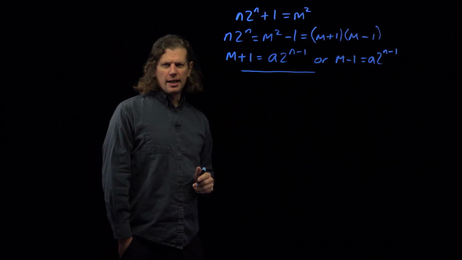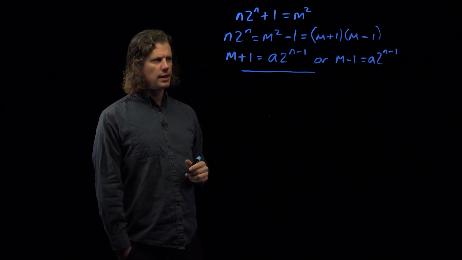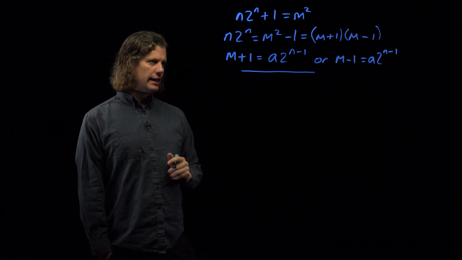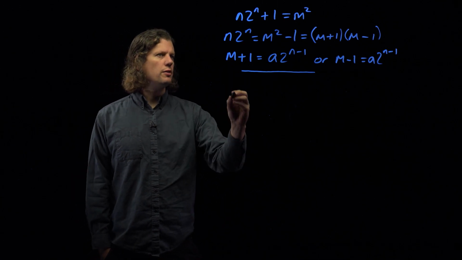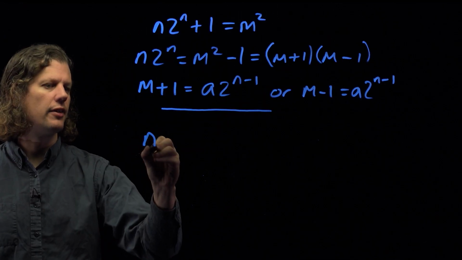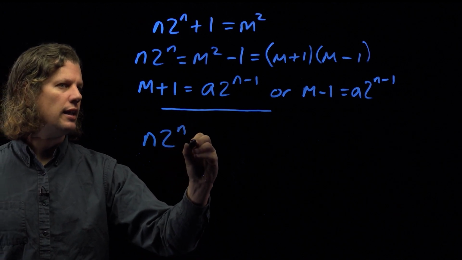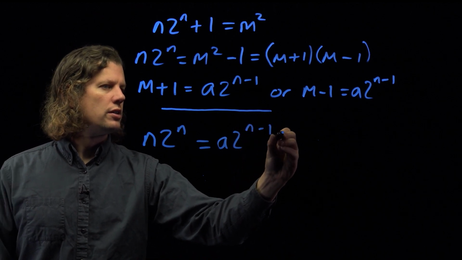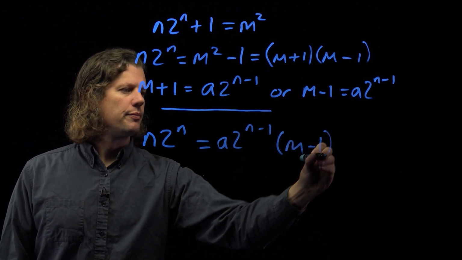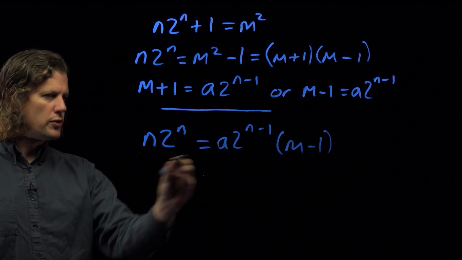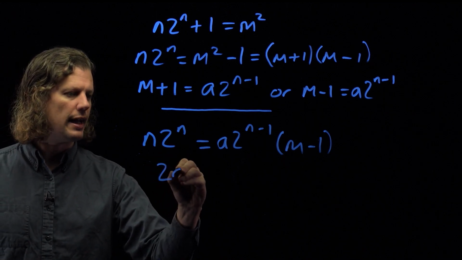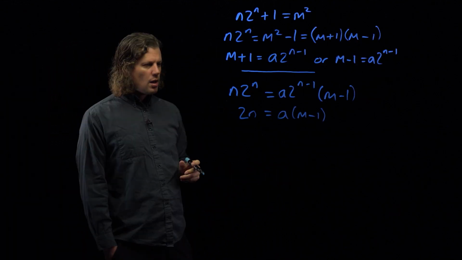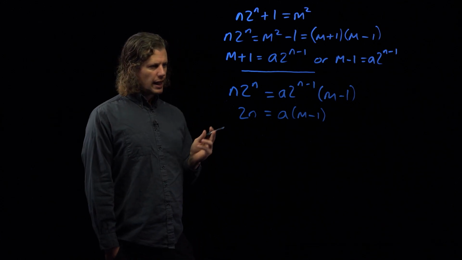The remaining case on the left is pretty similar, but slightly more unpleasant to write down. I'll start by doing the same thing. So if m plus 1 is equal to a times 2 to the n minus 1, I'll substitute that into the middle formula here, and I get that n times 2 to the n is equal this time to a times 2 to the n minus 1 times m minus 1. And I can cancel almost all the 2's from the left and get that 2n is equal to a times m minus 1. My aim is again to generate some inequalities here.